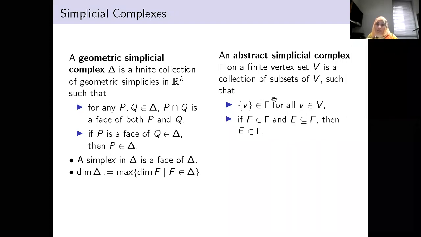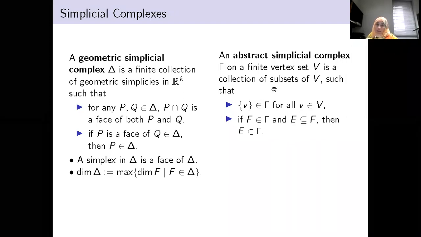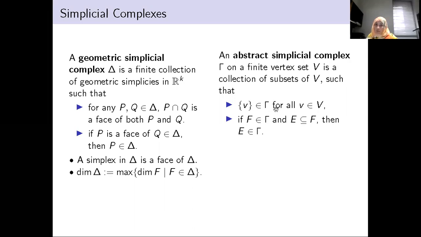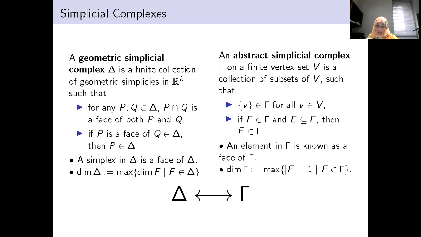An abstract simplicial complex on a finite vertex set V is just a collection of subsets of V such that each singleton must be a part of this simplicial complex. And if F is a subset in the collection, and E is any subset of F, then E must also be a part of this simplicial complex, right?